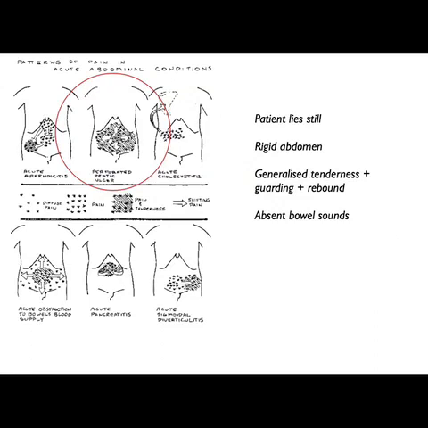So they'd also have absent bowel sounds. Why is that? Because of a paralytic ileus. So the bowel almost gets paralyzed by the caustic effect of the blood and the shock of the pus. Okay?